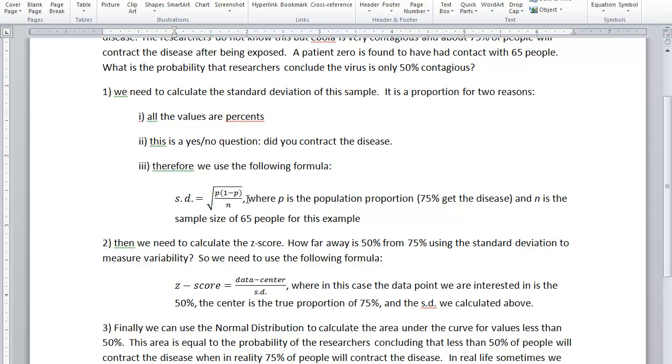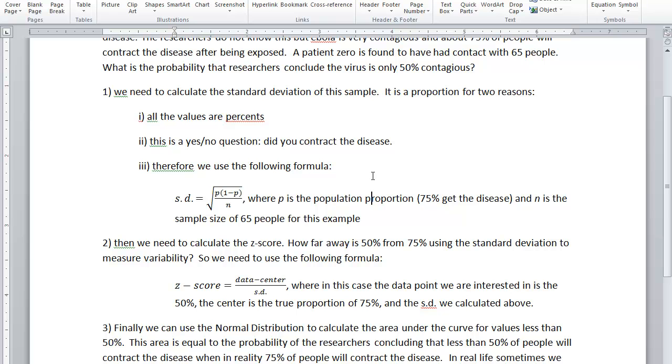So now, what do all these things mean? Well, P is the population proportion. That's the 75% that get the disease. And N is the sample size of 65 people. All right, just for this example. So the P is going to be 0.75 and the N is going to be 65, and that's going to give us our standard deviation. And remember, our standard deviation is the variability for this particular sample size.